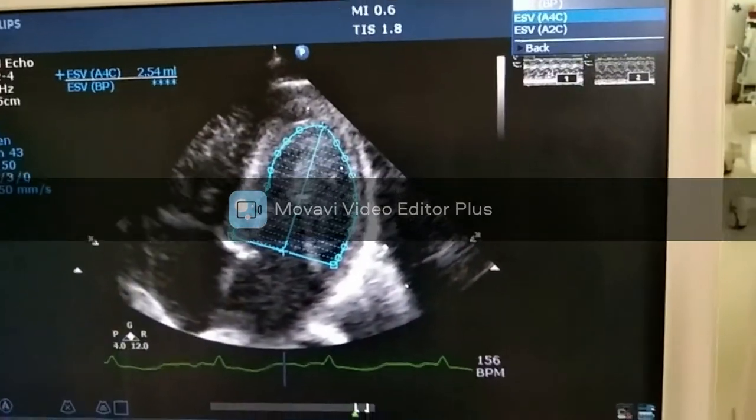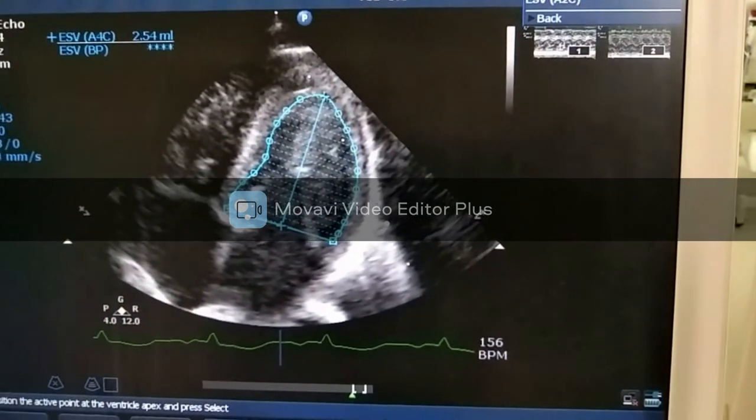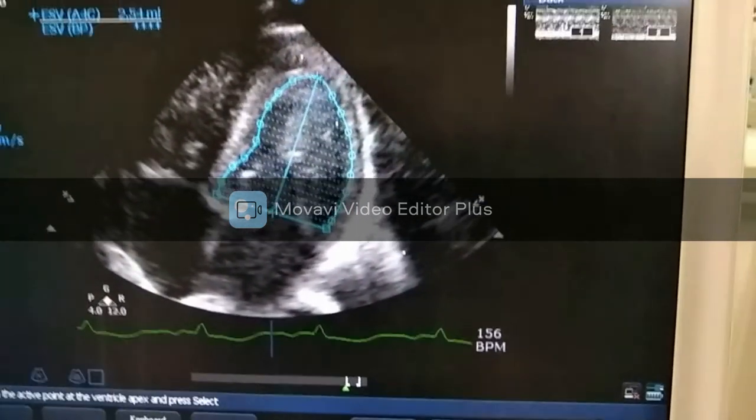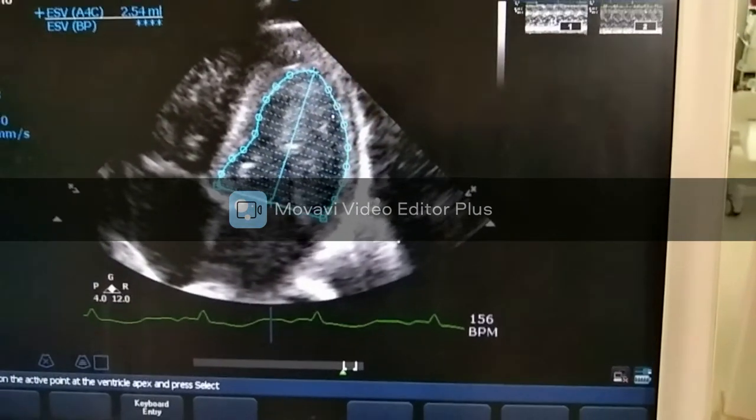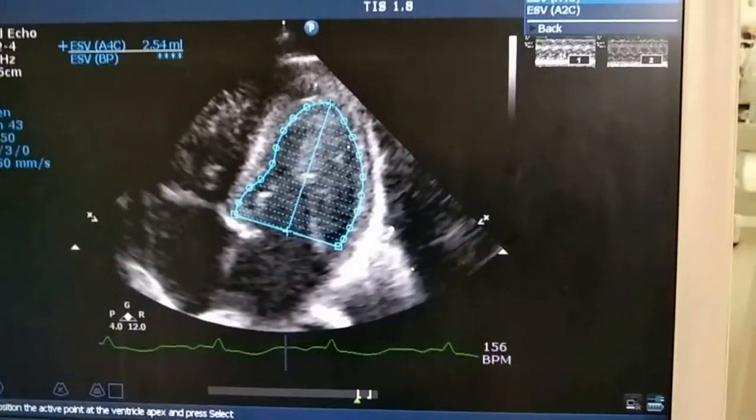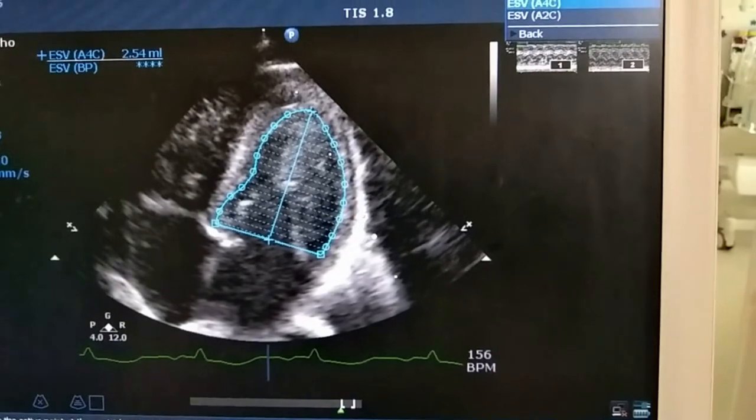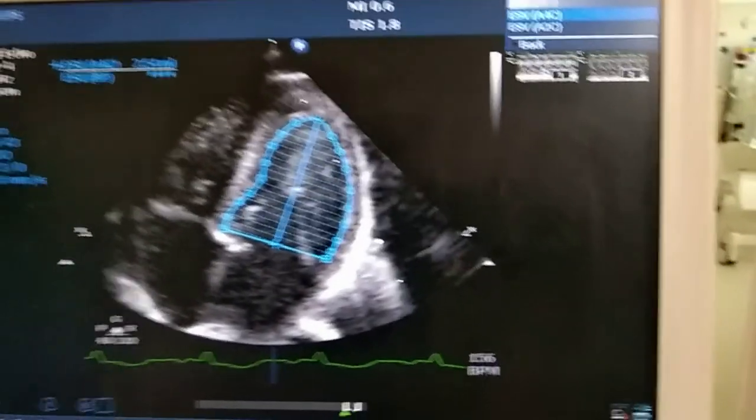So the formula we use is end diastolic volume minus end systolic volume, divided by end diastolic volume, gives you the ejection fraction. So this is the Simpson formula we use. Clear about that?